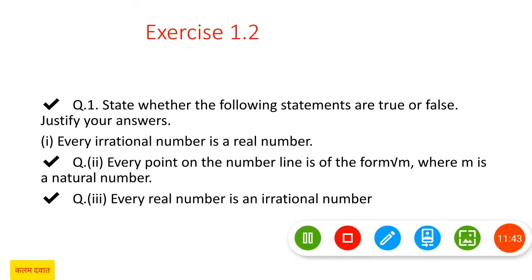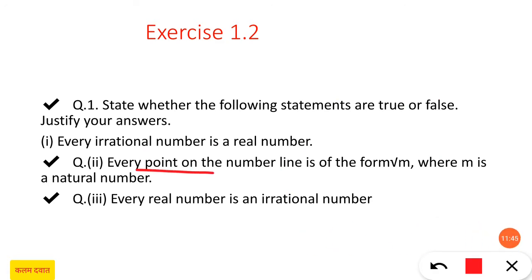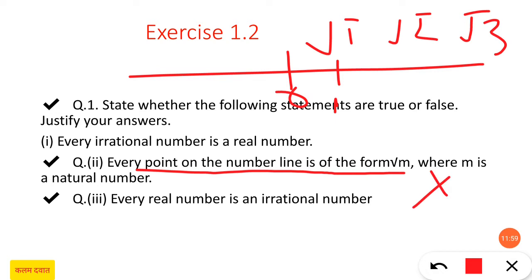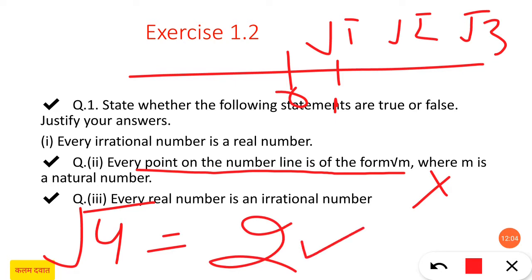See the second point. Every point on a number line is of the form root m, meaning every point on a number line is of this form, like root 1, root 2, root 3. So this is not true. Every number is not in this form. If root 4 is written, it is 2, so a number can be written in natural form also. So this statement is false, because except root m, other numbers are also possible to point on a number line.